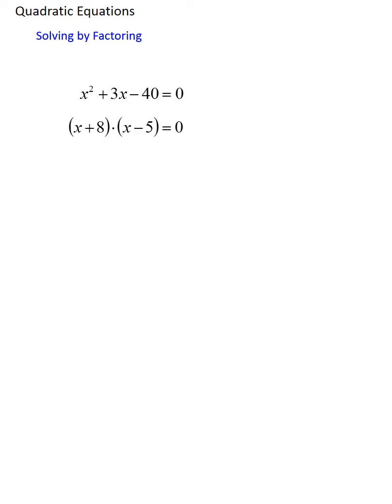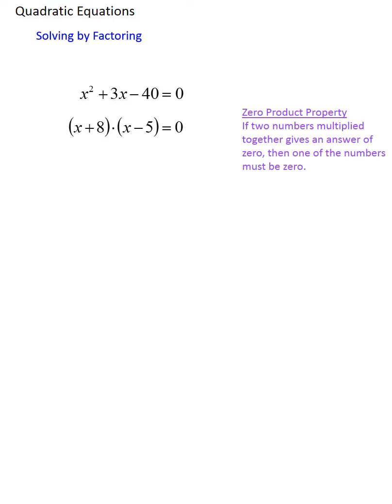Let's put back the equals 0 and notice why factoring was such a good idea in this problem. Because by having factored, I can apply the zero product property. Now watch the equation and look at what we have here. We have a number times another number equaling 0.